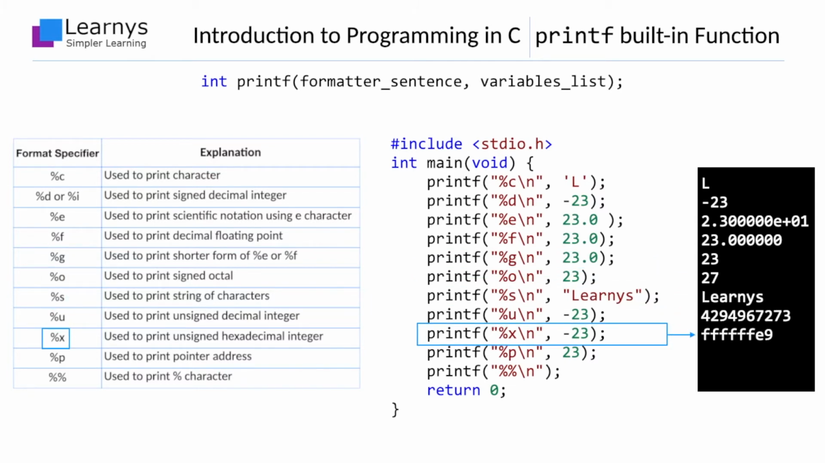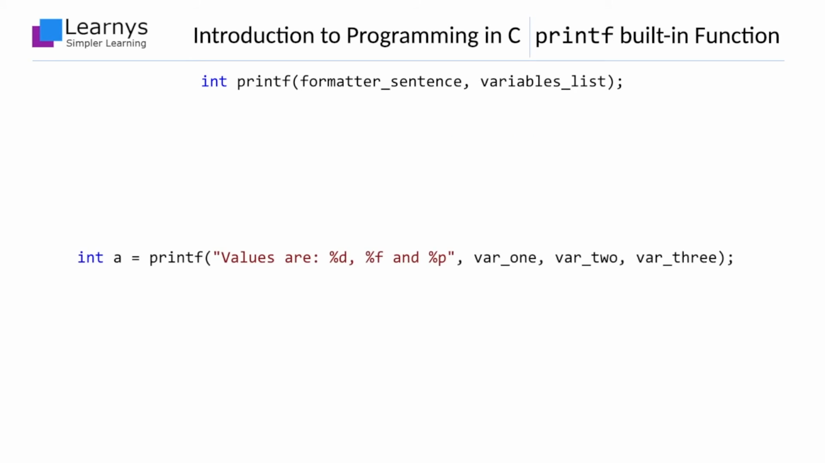Let us move forward with the discussion on the functioning of printf. Let us take an example. The printing mechanism of printf is very simple. This function simply prints the formatter sequence after replacing every format specifier with the value of the corresponding variable, casted into the type which the format specifier represents.